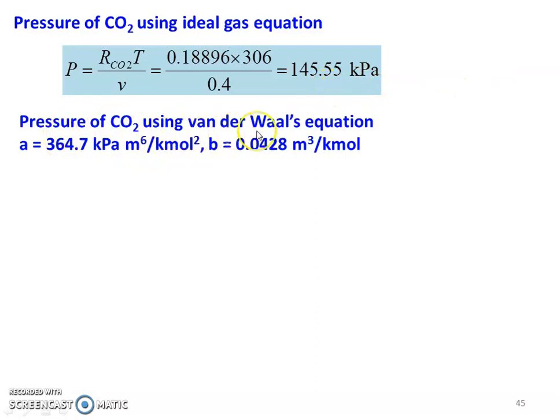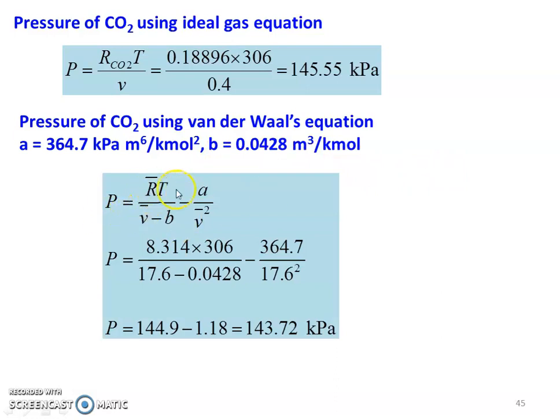And the pressure of CO2 using the van der Waals equation. So, the van der Waals constants, first from the data book, the thermodynamics book: a equal to 364.7 kilopascal meter to the power 6 per kilogram mole square, and b equal to 0.0428 meter cube per kilogram mole. So, pressure P equal to R bar T divided by v bar minus b, minus a by v bar square. Substituting R bar 8.314, temperature is 306, v bar equal to 17.6, b equal to 0.0428, a equal to 364.7 divided by 17.6 whole square. Calculating, the first term is 144.9, the second term 1.18, the answer pressure equal to 143.72 kilopascal.